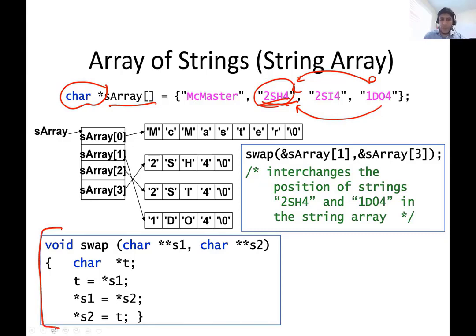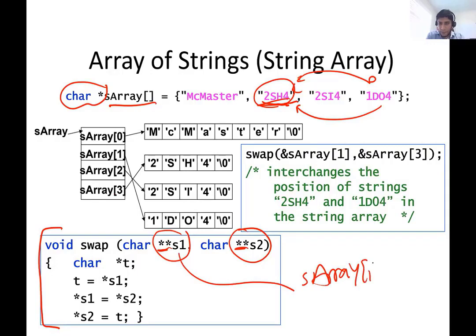Something I want to explain to you here is why we have these two. This is the first time we see this. We have 2 asterisks, not just 1. What does it mean? What I need to pass here, that's something that is important to discuss. If I'm exchanging these, that means I need to pass S array 1 for the first one, and for the second one, I need to pass S array 3.